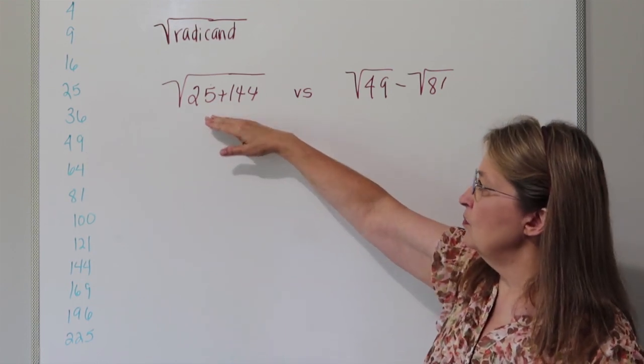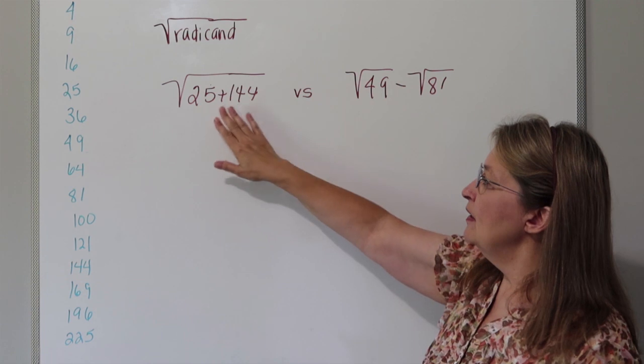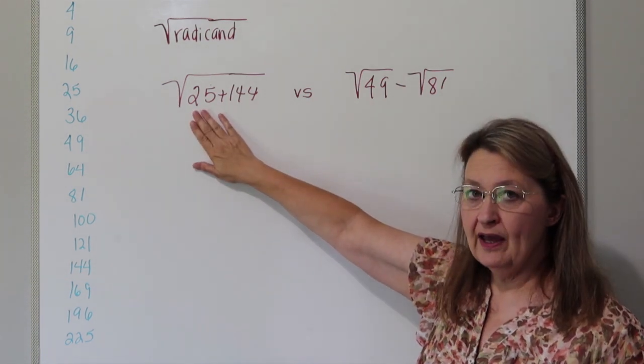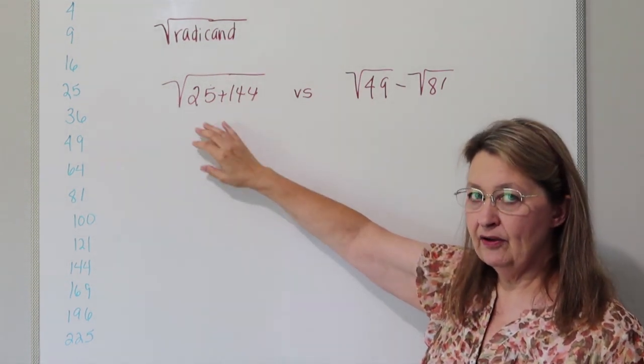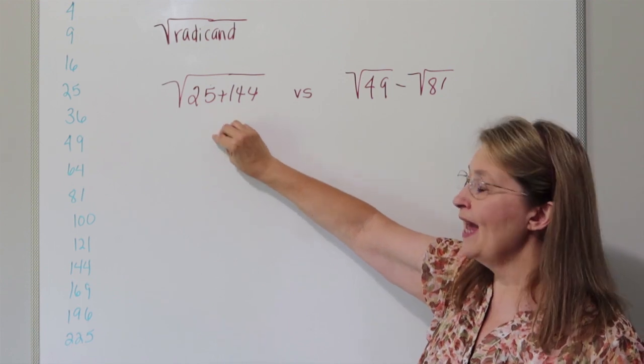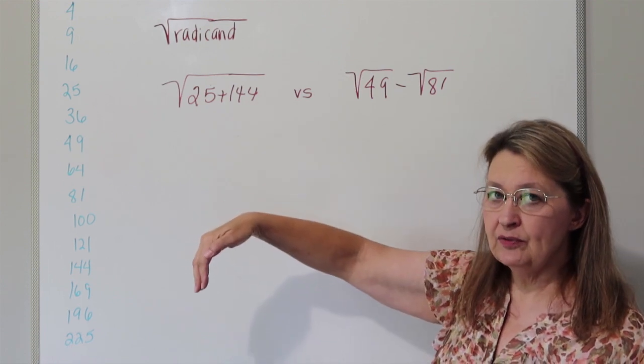This was the earlier one. This is the one we just worked. This one you have one radical sign and your sum is combined under that radical sign. So you need to add first and then take the square root.